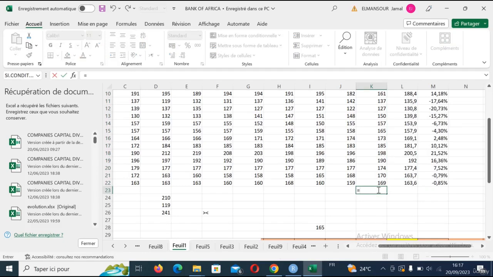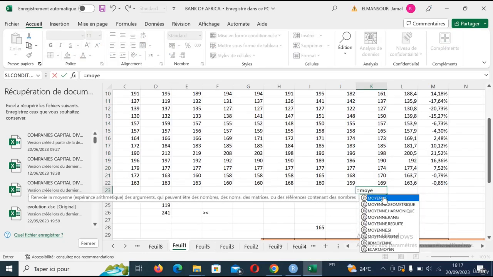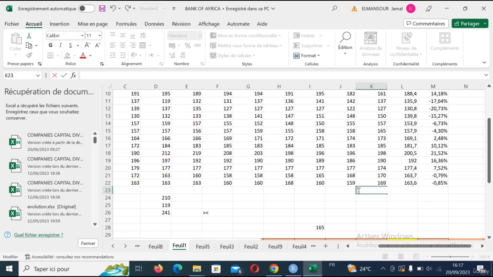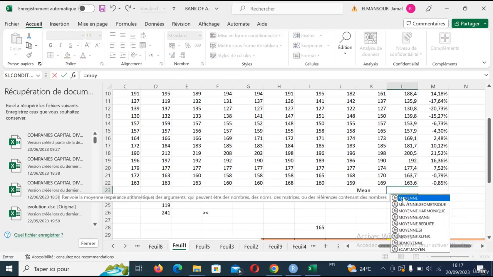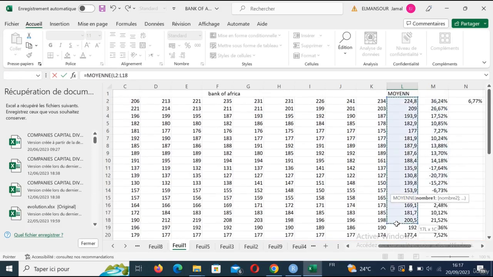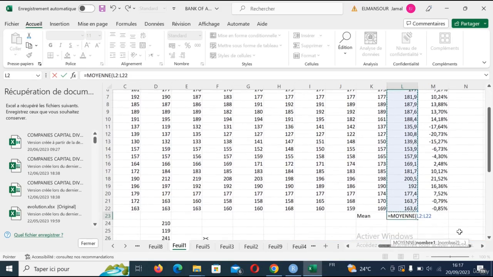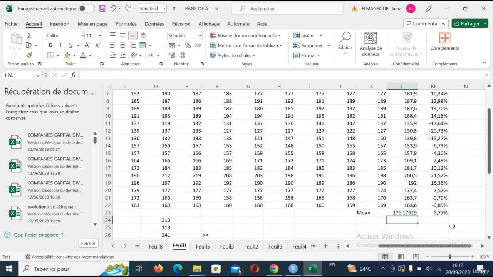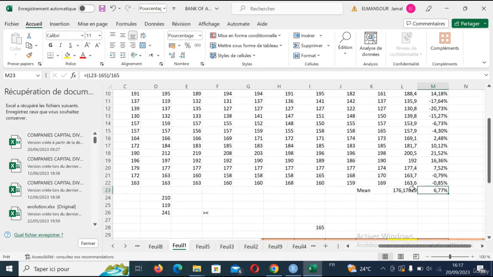So we're going to call the function mean, and we're going to select 10 of them. We're going to press enter. Okay, no problem. We're going to take only 2 values after the point. So we have here 176.18.